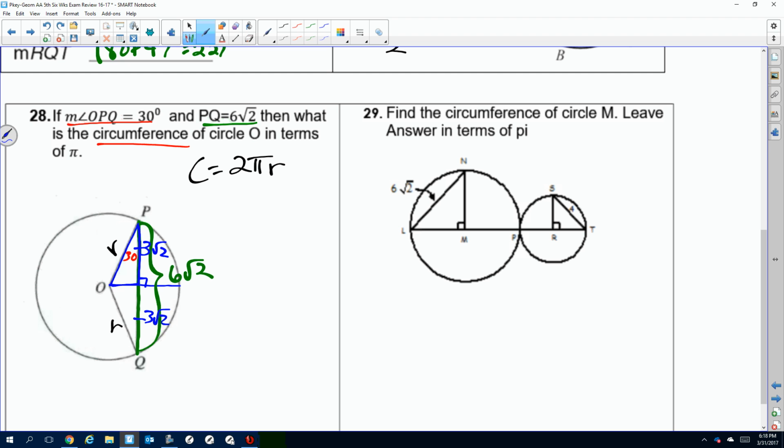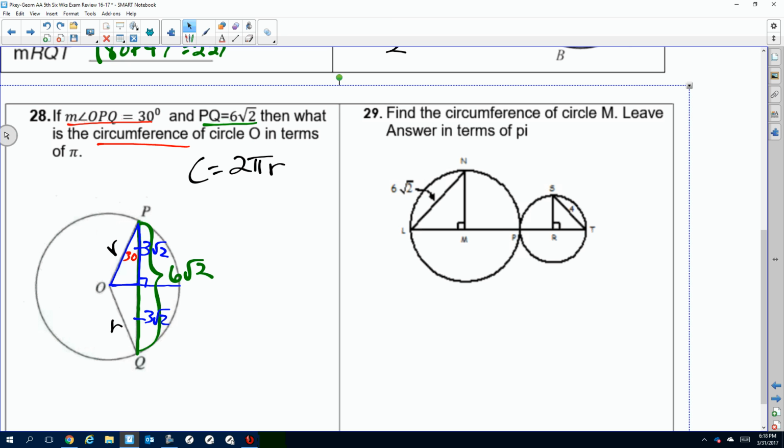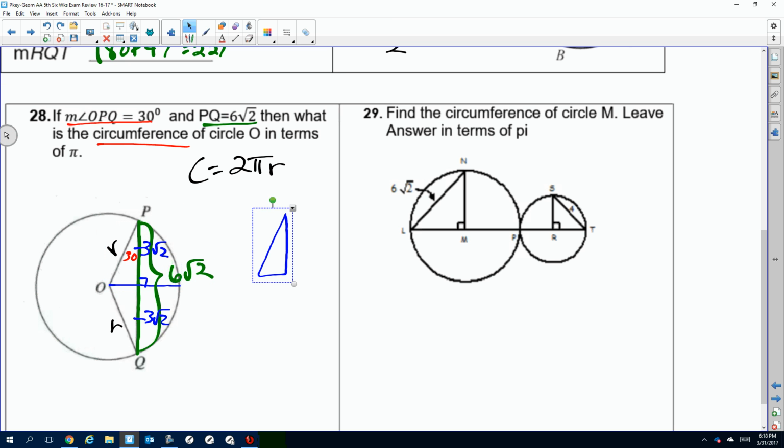I'm going to trace it and bring it out so you can see it. I have two right triangles in here, and I'm going to bring one of them out to the side. This is 3 root 2. We have the 30 degrees here. This represents the hypotenuse, this is the short leg, and this is the long leg. The long leg has the formula x root 2. Guess what has to be our x? 3, it's in front of the radical 2. So our short leg is 3.